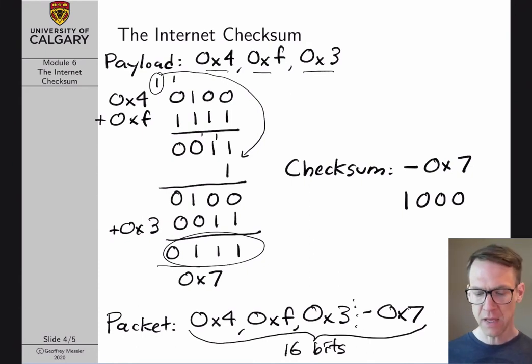So when you add this entire packet together, modulo 4, the payload and the checksum, you should get 0. And I'll leave that to you as an exercise. I do want to do some checksum calculations, but I want to show you some examples that illustrate what happens when we have errors in the packets.